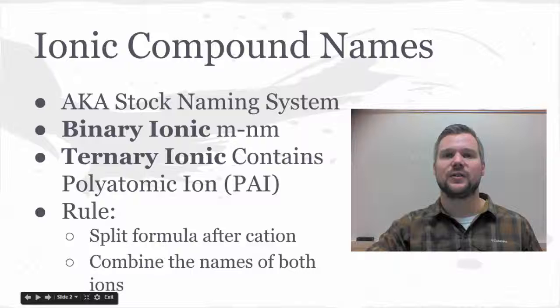So here's our basic rule. You're going to split your formula after the cation, which is basically after the metal. And then you're going to name each ion. So name the cation, name the anion. For nonmetals, it's going to be just the atom's name with an IDE ending. If it's a polyatomic ion, whatever the name of the ion is, that's its name. So if it's SO4, you're going to call it sulfate. If it's SO3, sulfite. If it's NO2, nitrite. NO3, nitrate. If it's just S, sulfide. And that's why we learned all these ions back during our ion quizzes. The metal is just going to be the metal's name, so that's pretty simple.